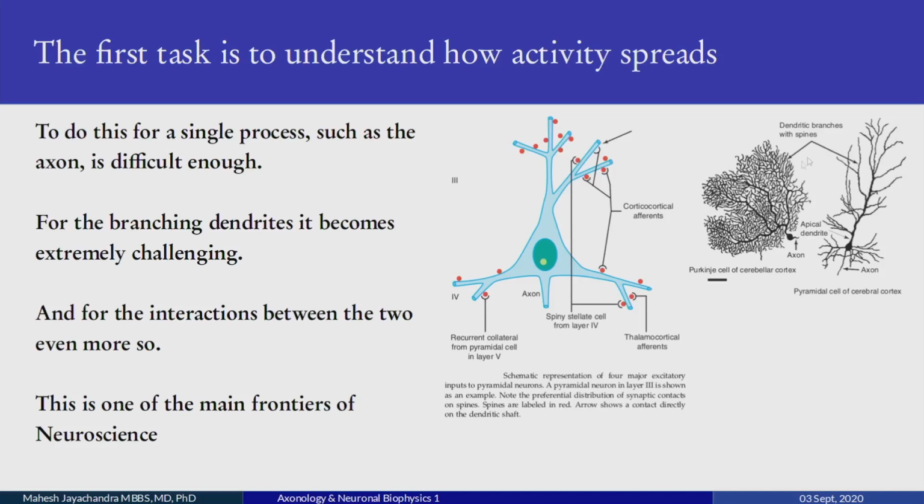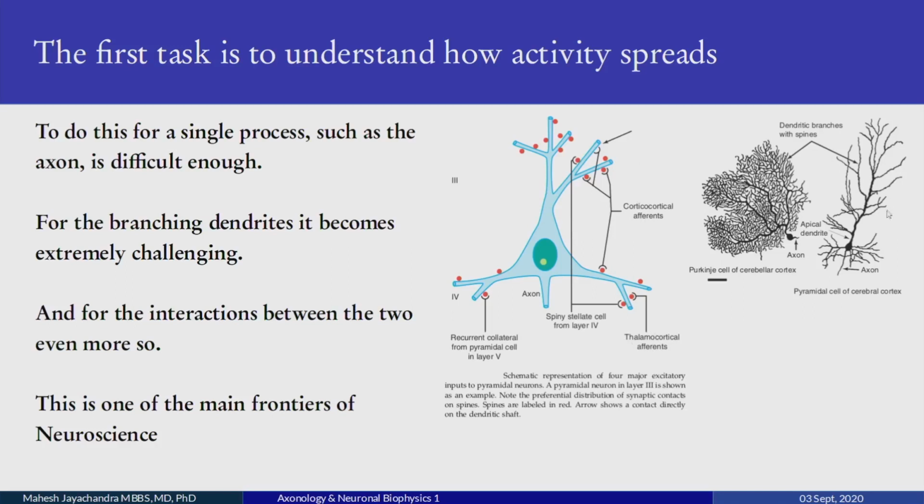Here you have 4 possible excitatory inputs which come to a pyramidal cell. This is a cell in layer 3 of the cortex, and you have cortical afferents, that is inputs coming from other cortical cells. You have spiny stellate cells. These are cells in layer 4 which give inputs to layer 3. Then you have other inputs coming from layer 5, and then you have inputs coming from the thalamus. This is a typical sensory pyramidal cell in layer 3.